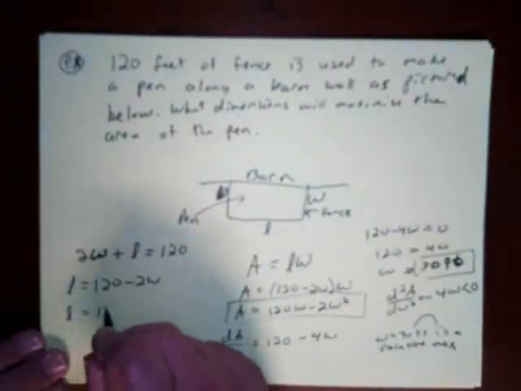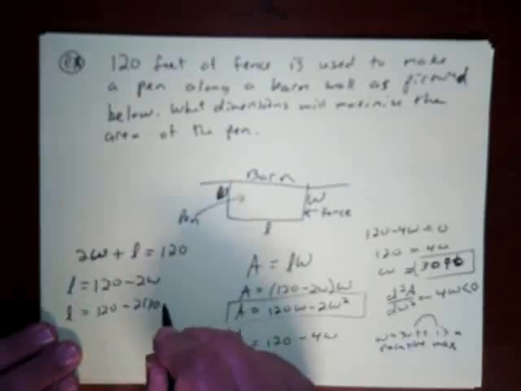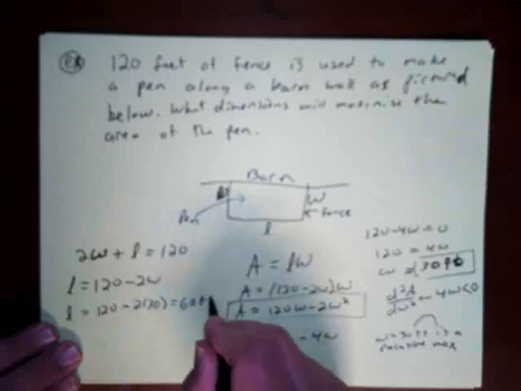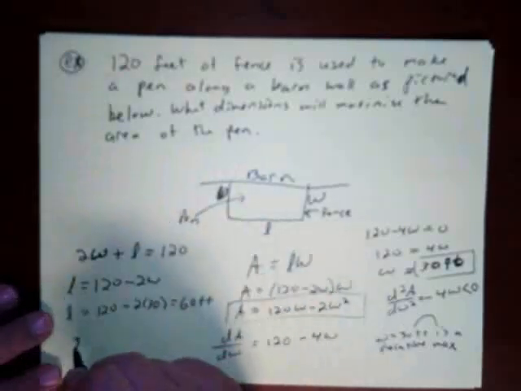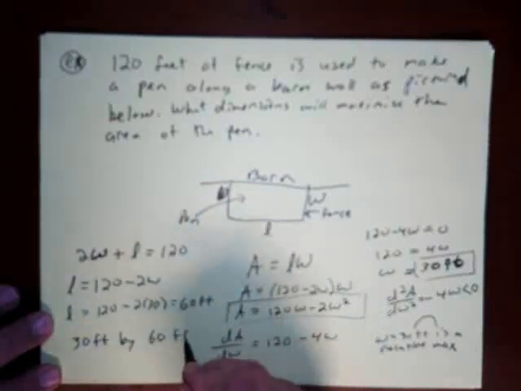So now I can put in 30 feet here, and then I'm going to get 60 feet for my length. So what are the dimensions? It's going to be 30 feet by 60 feet.